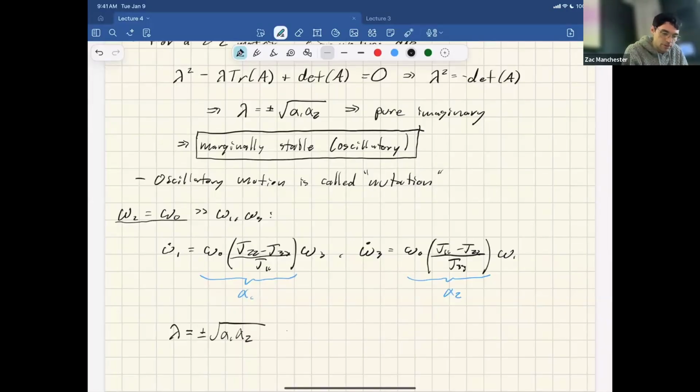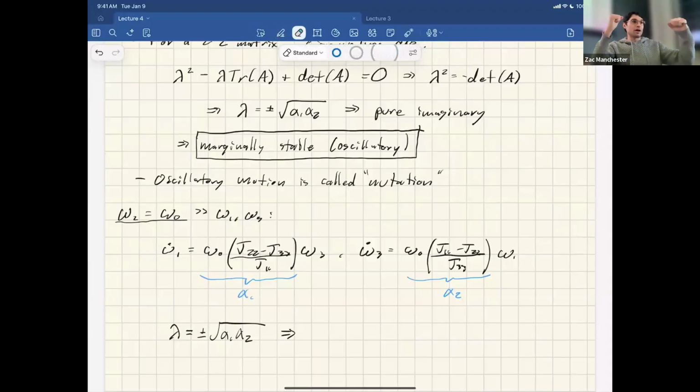Okay, so now let's look at the signs again. What's alpha 1? The third one's biggest. That one's negative. How about this one? Also negative. This 2 is bigger than 1. Okay, so they're both negative. So now this is positive inside the square root. It's real. So we get a real pair. We get a positive and a negative eigenvalue.